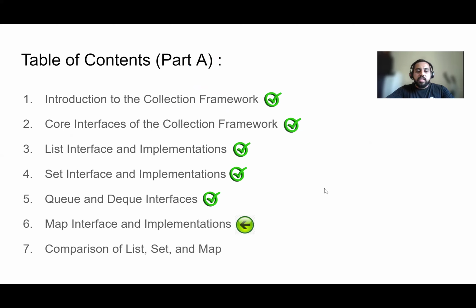Okay. So in a collection framework, we have two parent interfaces, main interfaces. One is collection interface and another one is a map interface. We covered all the sub interfaces of this collection interface and the classes which are implementing these interfaces in our previous videos. If you have not watched that video, please go and watch that video prior to this.